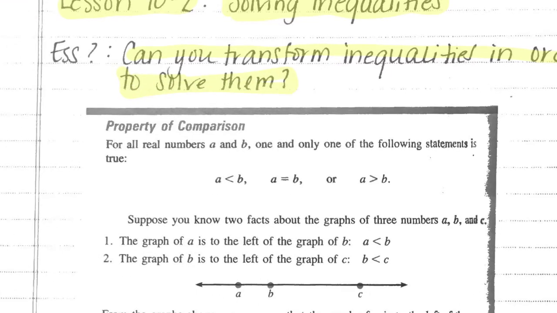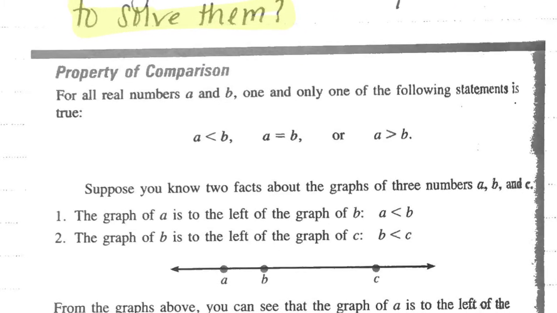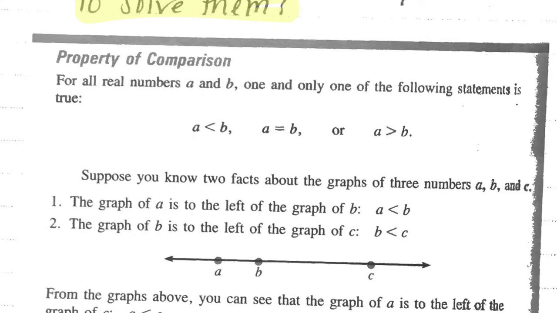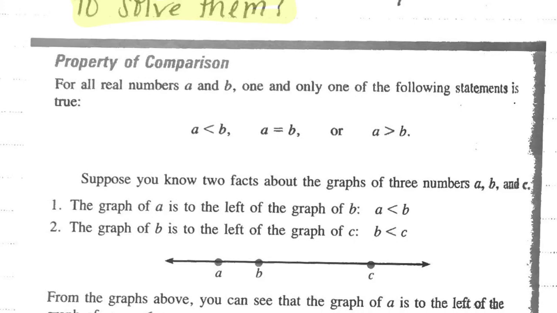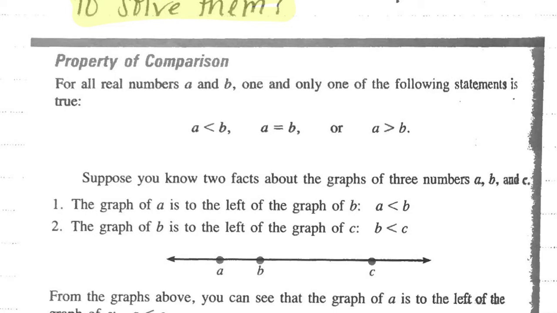So let's hone in here on the property of comparison. It says for all real numbers a and b, one and only one of the following statements is true. A can be less than b, a can be equal to b, or a can be greater than b.